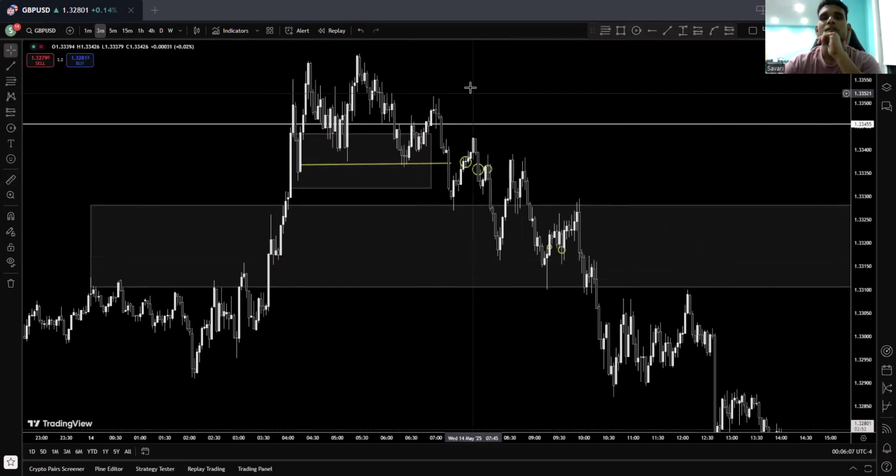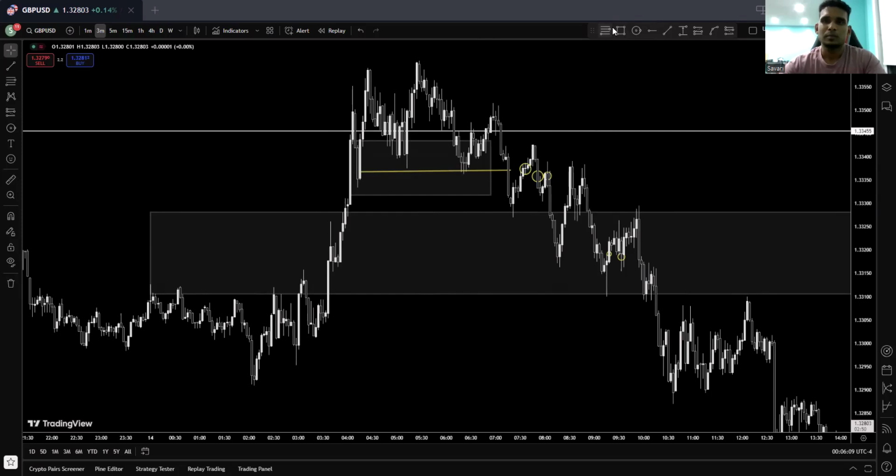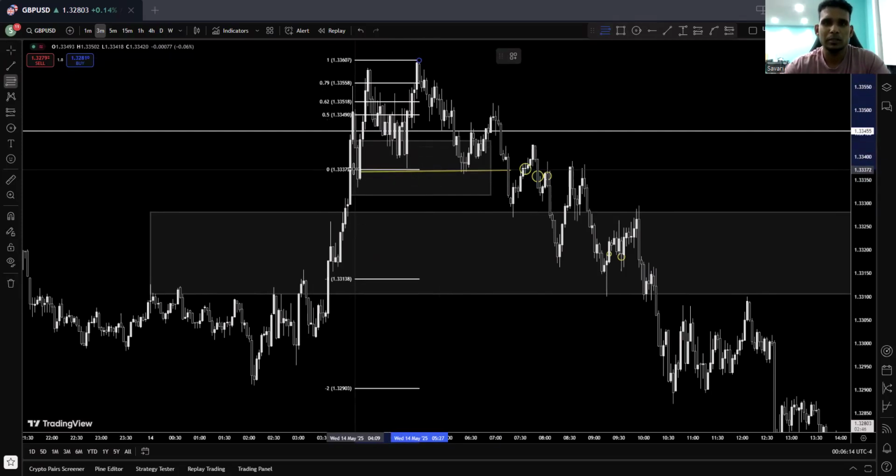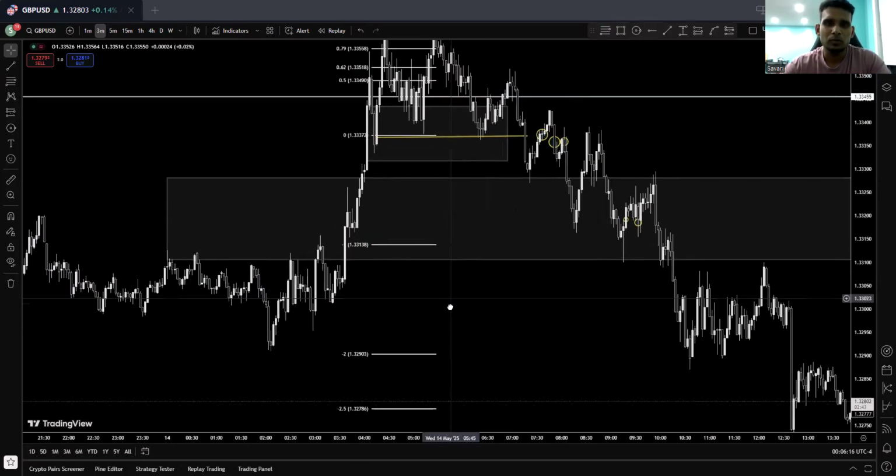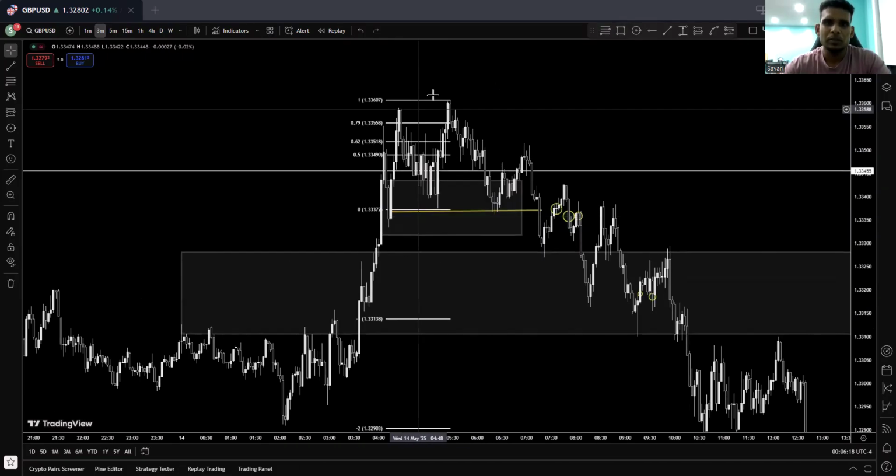A complete bearish day. I got confused. Not confused, my bias was wrong. I tried to be bullish today, but the market is not actually. So according to the price action: manipulation leg, structure shift.